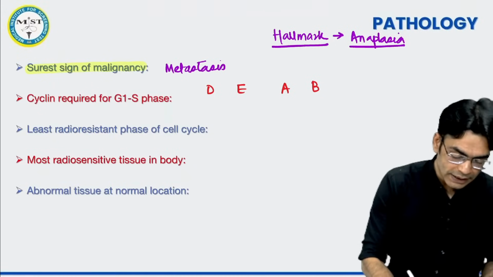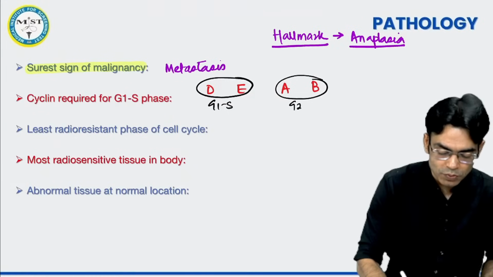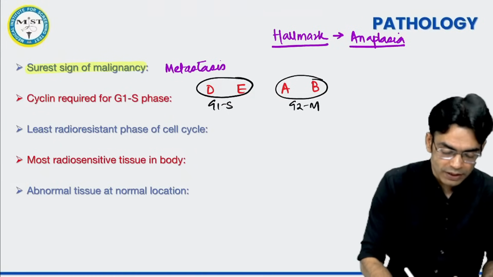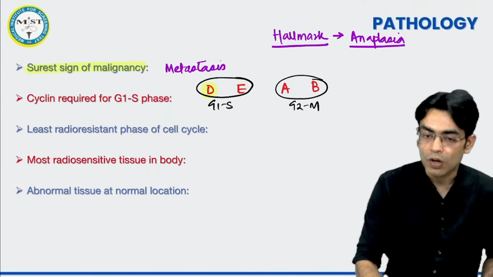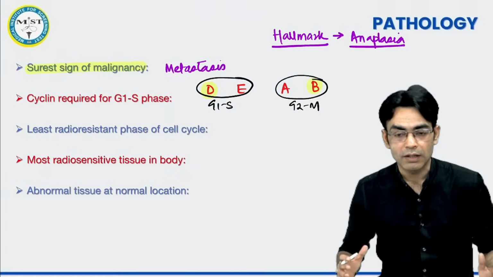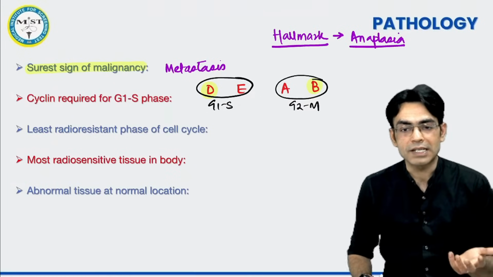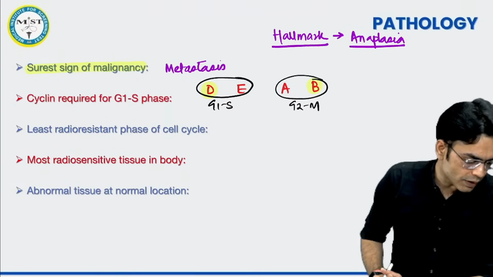And we know that D and E are with G1S, and A and B are with G2M. And we have discussed already that if you have to choose one, then D you will choose for G1S and B you will choose for G2M as a better answer if everything is given. So what is asked here? G1S. So either D or E. This will be the answer. Very good, beta. Very good.